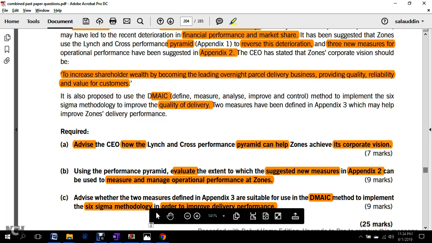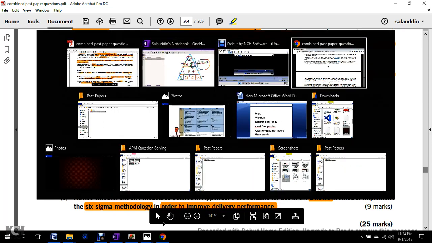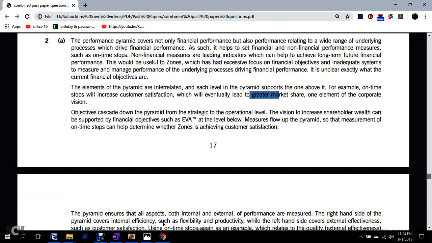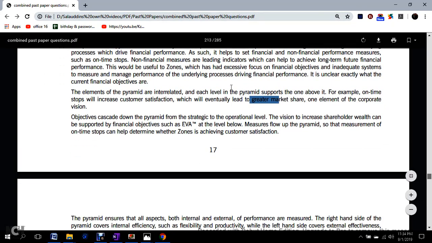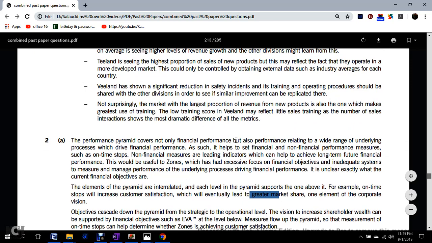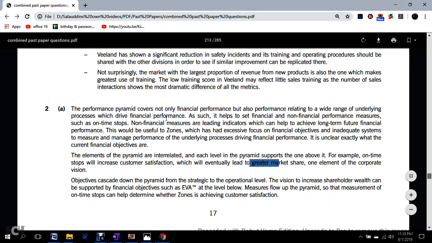Now we can read the answer once for satisfying ourselves, though we have discussed everything. The performance pyramid covers not only the financial performance but also performance relating to a wide range of underlying processes which drive financial performance. As such, it helps to set financial and non-financial performance measures, such as on-time stops.